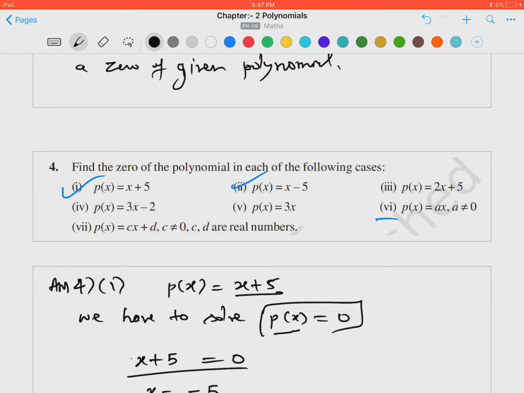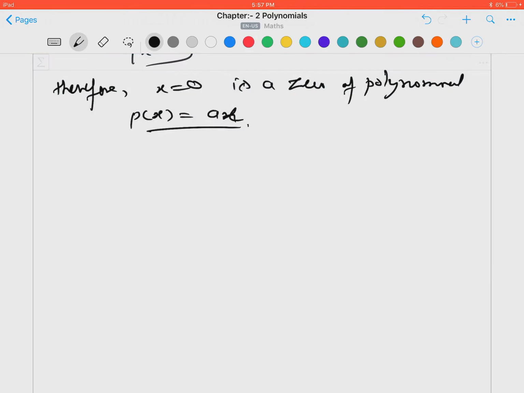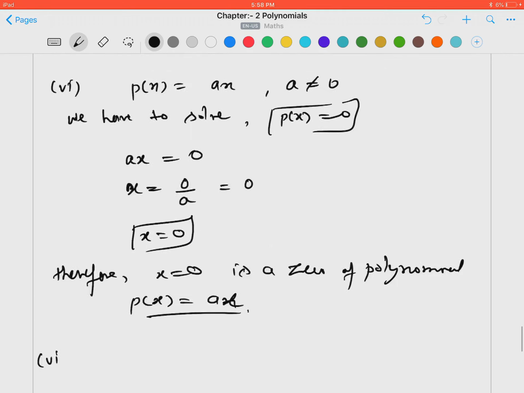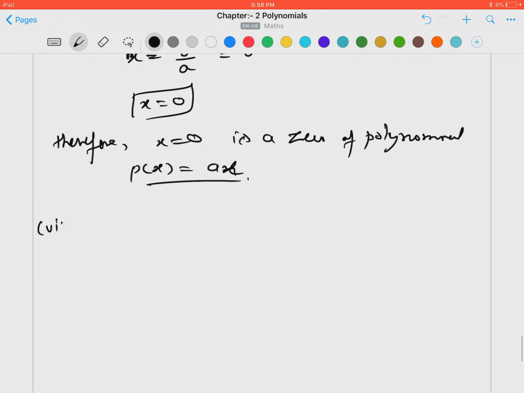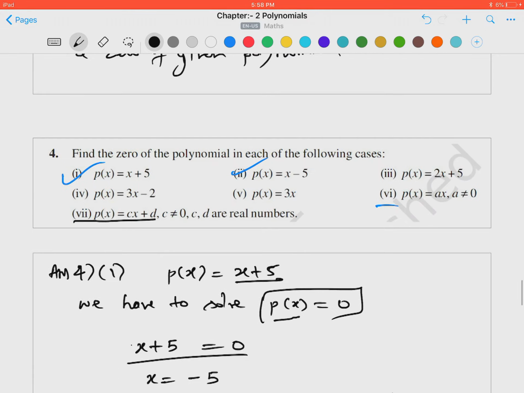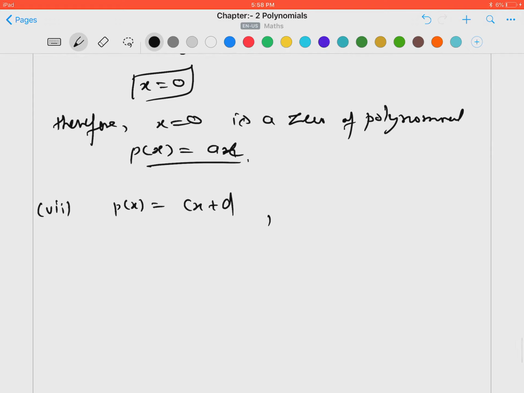And the last part, part number 7, is p(x) equals cx plus d, where c is not equal to 0 and c and d are real numbers.